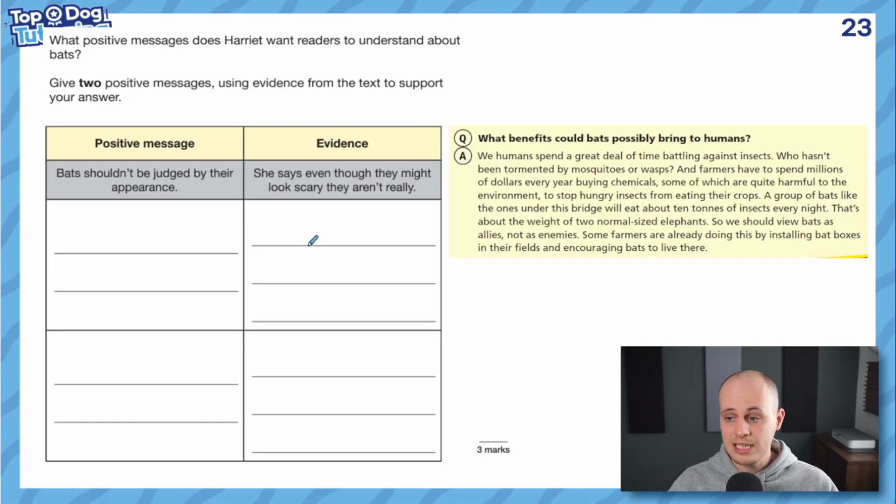So let's actually read this out loud. You can read it in your head, you can pause it, do what you want, but I'm going to read this out for you in case you just want to listen along.